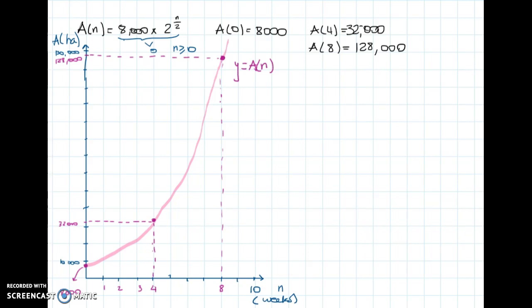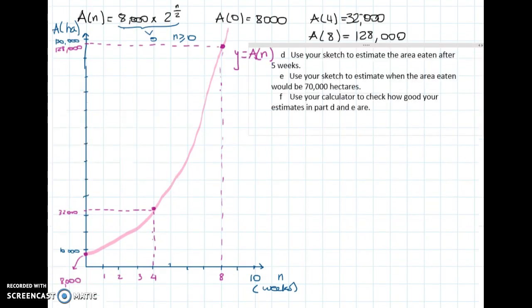Now let's see what we were asked to find for the parts D, E, and F. Actually, let me copy them here. For part D, we want to use a sketch to estimate the area eaten after 5 weeks. So we are going to locate in our x-axis where 5 weeks are. They are here. And we're going to see what is the point of the function that corresponds to this 5 weeks. Is this point over here. So this is the point that has coordinates 5, the area after 5 weeks. And we can get an estimate of what that area is by finding the y-coordinate of the point. That, I would say, is around 45,000 according to my sketch over here. So let's write over here 45,000 hectares.